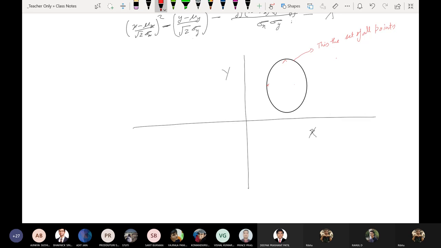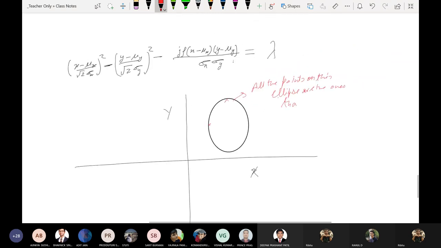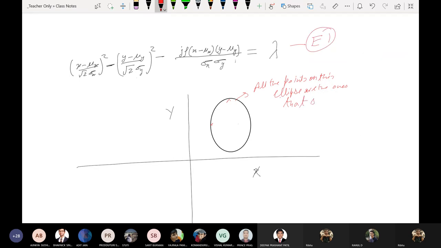So all the points which satisfy the equation on this ellipse are the ones that, let's call this equation E1, satisfy E1. Now you would see that the semi-major and semi-minor axis will be drawn with respect to the point mu x plus j mu y. I won't use the word semi-major and semi-minor because that depends on the value of sigma x and sigma y. But okay, this will be sigma x.